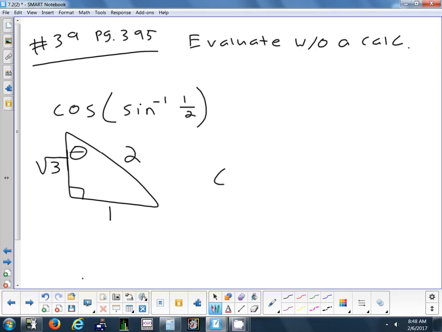Okay, so what's the cosine? Actually, you know what? I'll just put it up here. What's the cosine of the inverse sine of a half? Yeah. Square root of 3 over 2. Okay. Any questions on that? It's just like we did at the beginning, except now you're using actual numbers instead of letters. I think that's actually a little easier.